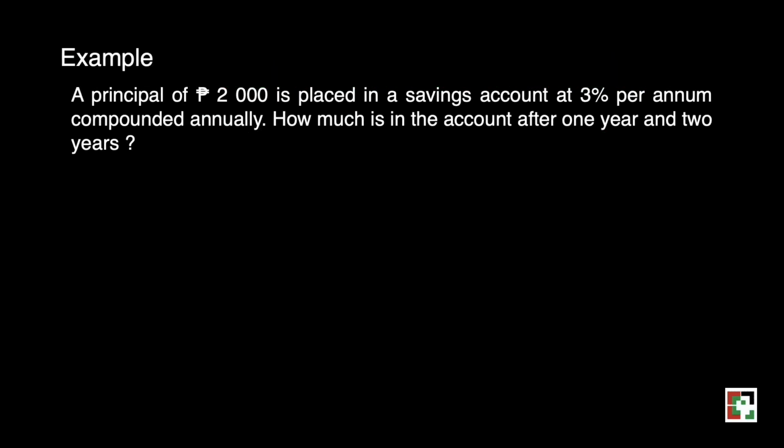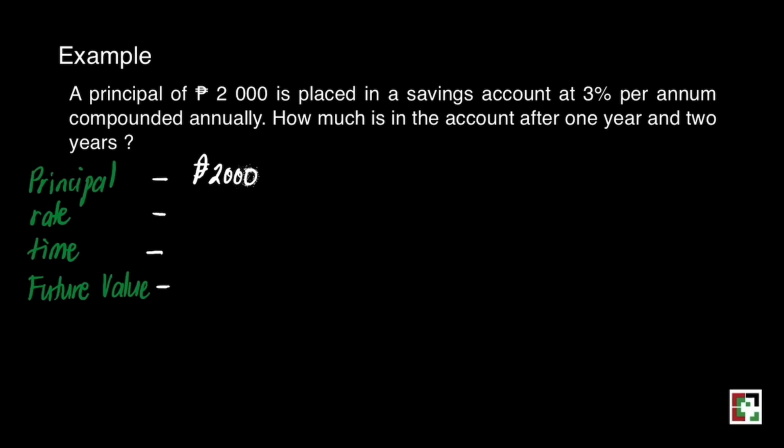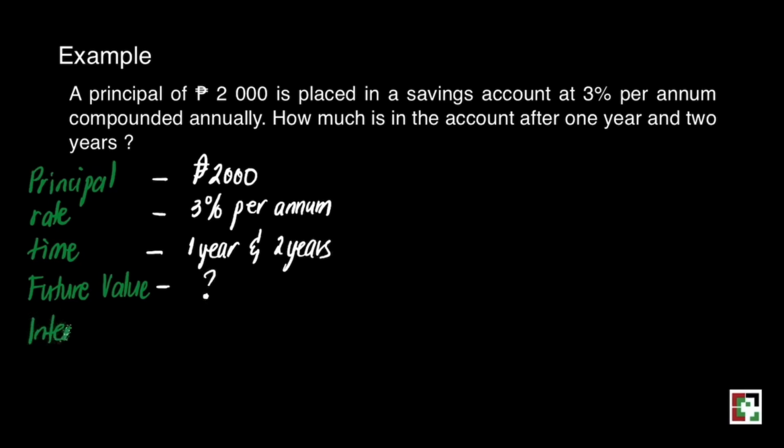Let us have this first example. A principal of 2,000 pesos is placed in a savings account at 3% per annum compounded annually. How much is in the account after 1 year and 2 years? Our principal is 2,000 pesos. Our rate is 3% per annum, which is compounded per year. And our time is we have to know the future value of the money after 1 year and after 2 years. We cannot get the future value without the interest. So we have to get the interest first of the money.